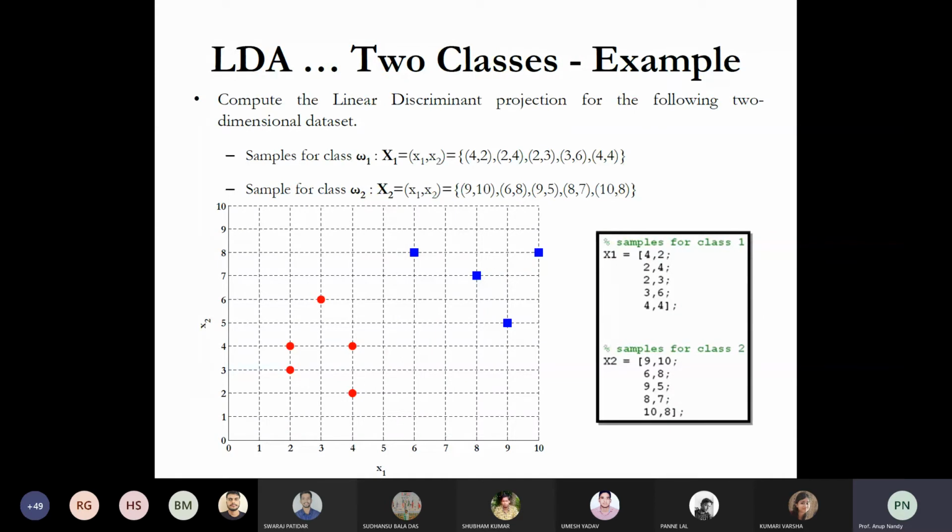Now you have to compute the linear discriminant projections for the following two-dimensional dataset. Suppose you have samples for class W1. You have these two features x1 and x2, that is 4, 2. It is one set. I mean you have a total of 1, 2, 3, 4, 5, so 5 data points in class 1, and for class 2 you have 4 data points. Okay, so you just plot it. Now as you can see, how do you plot it? There is a MATLAB code, x1 x2 you have written.